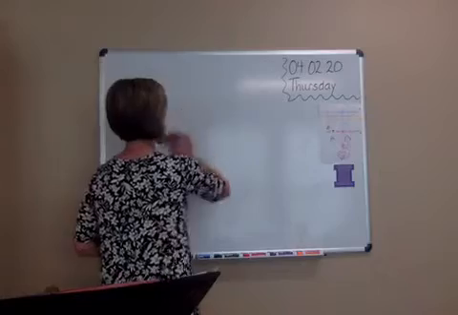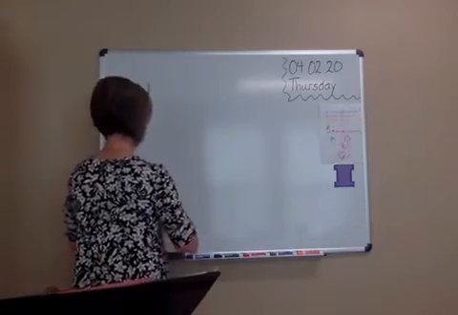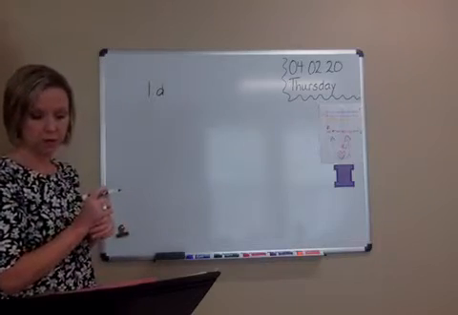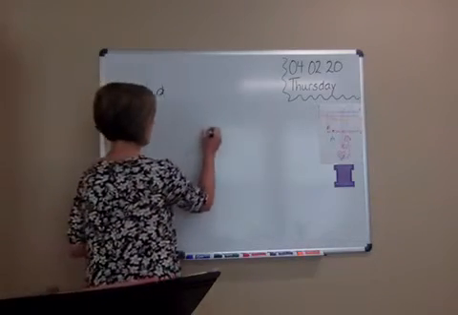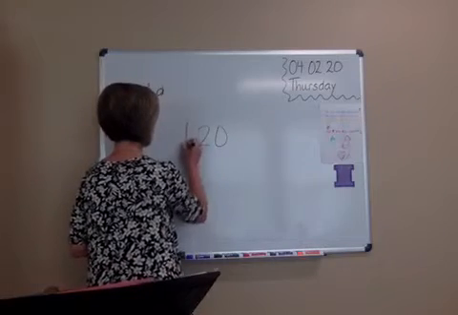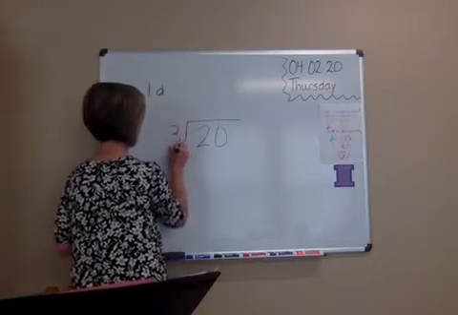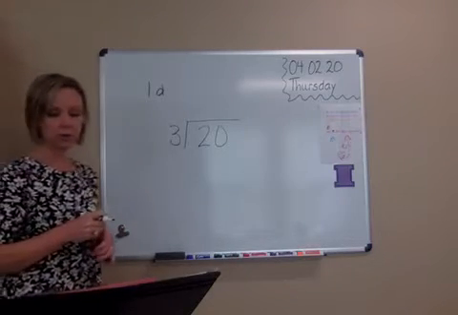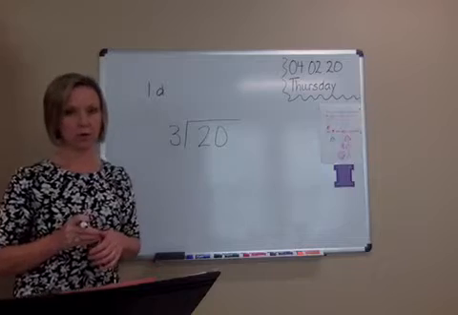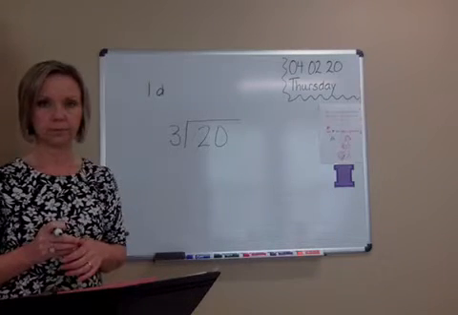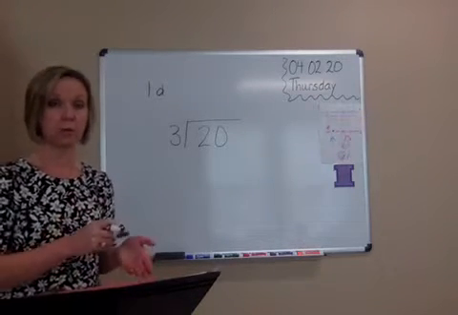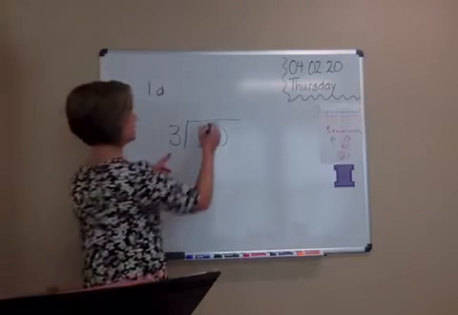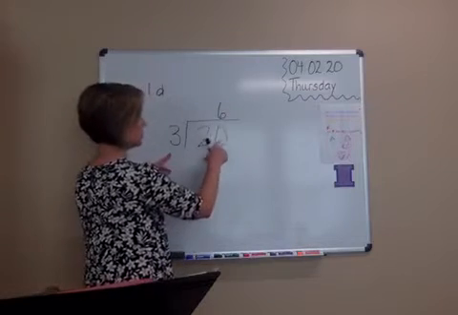Let's keep going. I'll do one more with you, then I'm going to let you do E on your own. 20 divided by 3. 20 divided by 3. 3 is our divisor here. 3 is our table we're using. How close can we get to 20 without going over? 18, right? Because 21 would be too much. So what are we going to use? What times 3 gives us 18? 6. Make sure it's over the 0.